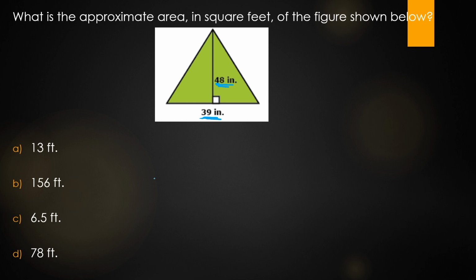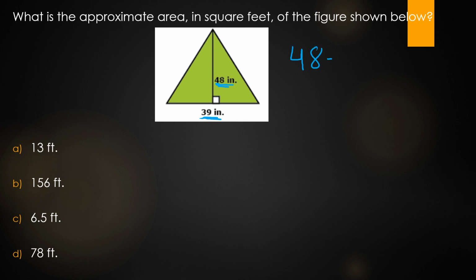When you do it after, it's kind of like you're taking a scale factored image of what the triangle is and not the actual image. So make sure that you're converting your units first. So we always want to convert units first. In order to convert from inches to feet, since there are 12 inches in 1 foot, I need to divide both of these numbers by 12.